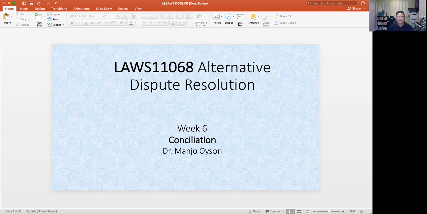I shall also highlight concerns about power. We've often heard about the power mode and the empowerment mode. I shall also cover issues about natural justice, which will be pretty relevant to the ADR process of conciliation.